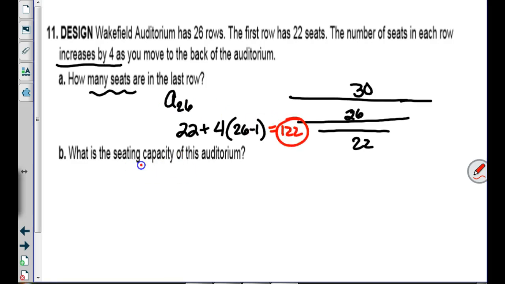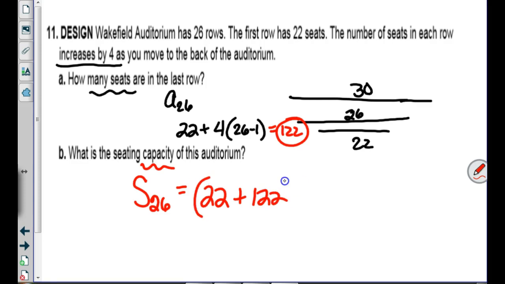Now, what is the capacity? What does that mean? Yeah, it's a total. So the sum of the 26 rows, right? First row had, last row had, and we're multiplying how many total, or adding up how many terms in total? 26 divided by 2, so 13 times 144. 1872, anybody?